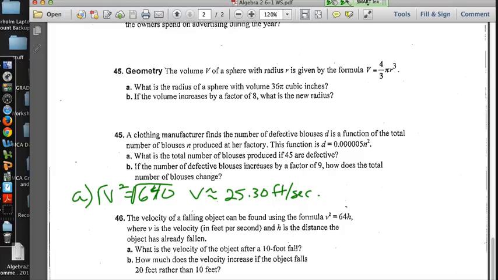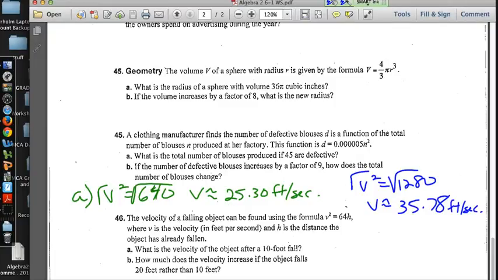Then for B, it says how much does the velocity increase if the object falls 20 feet rather than 10 feet? So instead of putting a 10 in there, you put a 20 in there, and you get v squared equals 64 times 20 this time instead of times 10, and that's 1,280. And then you take the square root of that, and that velocity is approximately 35.78 feet per second.